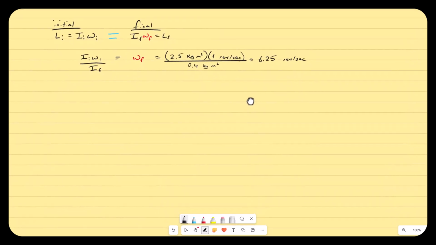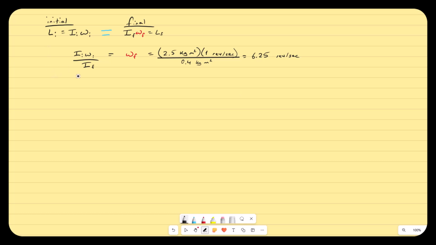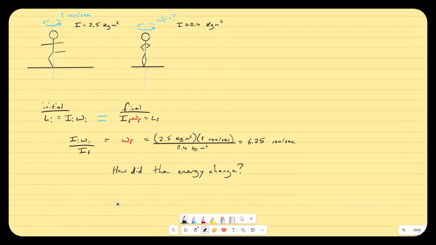Now we might ask something like, was there energy loss? How did the energy change? Because that's worth asking. To find what the energy is, we're going to have to actually get these numbers as radians per second. So 1 revolution per second, 2 pi radians is 1 revolution. So we get 2 pi radians per second, or 6.28 radians per second.